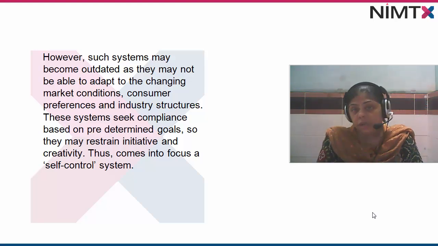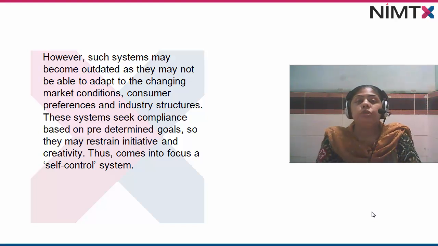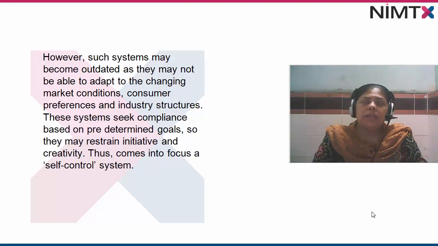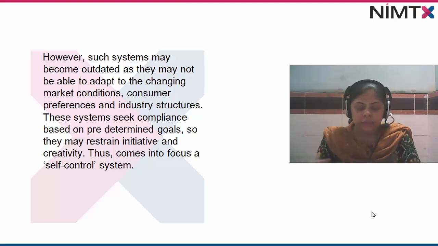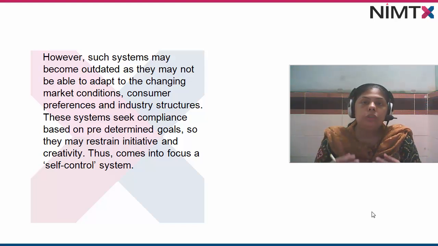But these systems may become outdated as they may not be able to adapt to the changing market conditions, consumer preferences, and industry structures. These systems seek compliance based on predetermined goals, so they may restrain initiative and creativity. So whatever information you have, you send it on a daily basis to the head office, to the headquarters of the organization. However, the local units, which are aware of the ground reality, are not taking any decisions. They are not a part of any decision making.